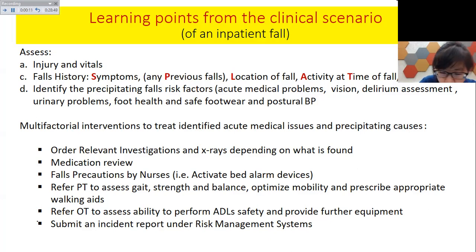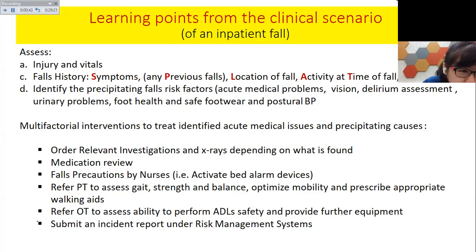Thank you, Dr. Tan. So we want to assess the injury and the vital signs are important to ensure that the patient is stable. We want to relook at the falls history, understand the symptoms, any previous falls or history of falls, the location of this fall in patient, the activity and the time of falls, and any trauma. Subsequently, we want to identify the precipitating risk factors for the falls.